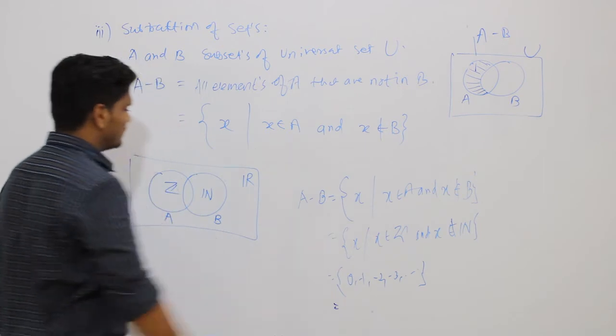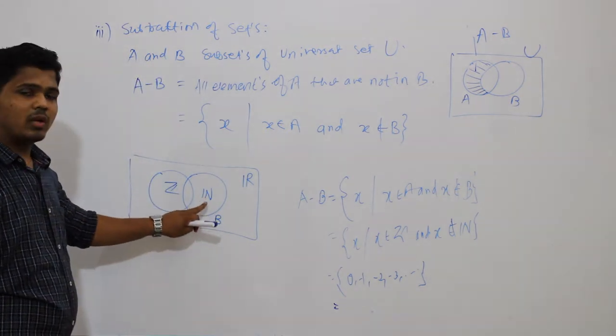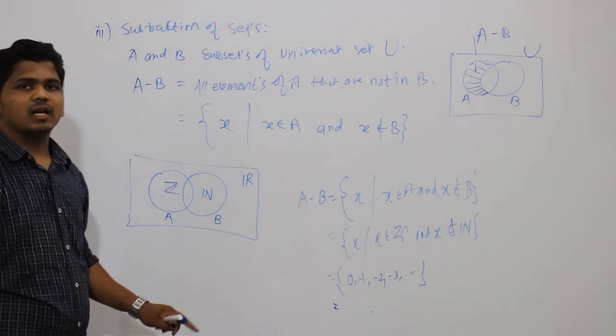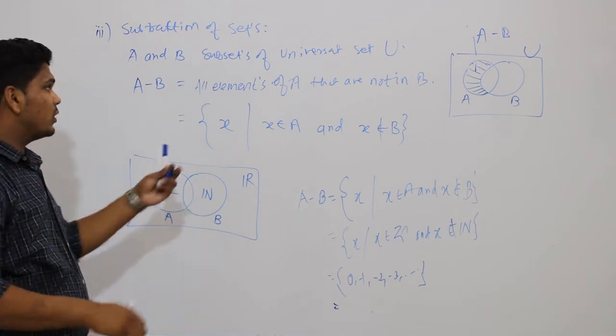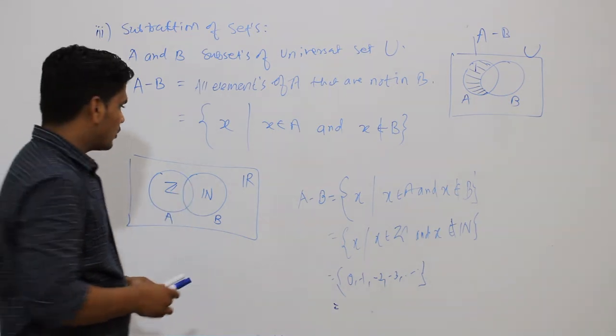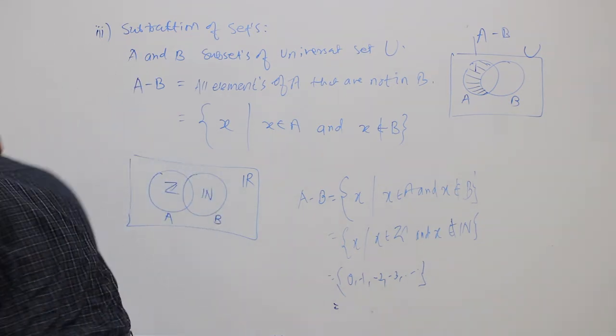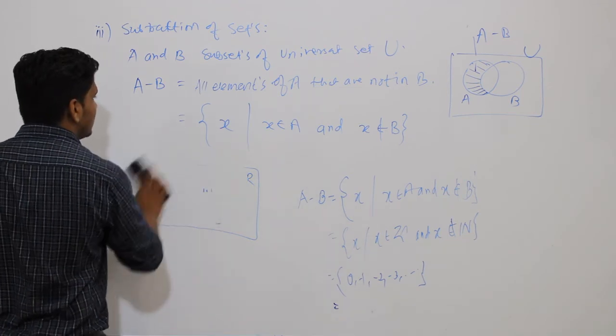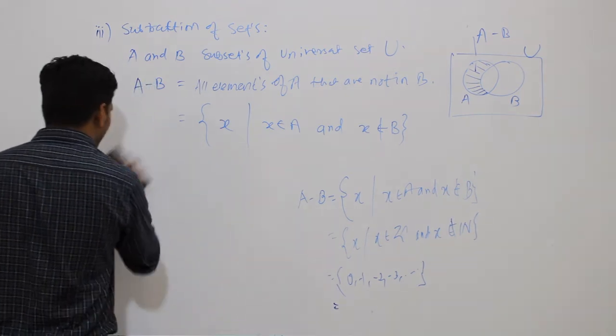This is my example also. I am not considering those elements of natural numbers that are in Z; they are removed. This was your A minus B. Now we will see some properties of this A minus B.